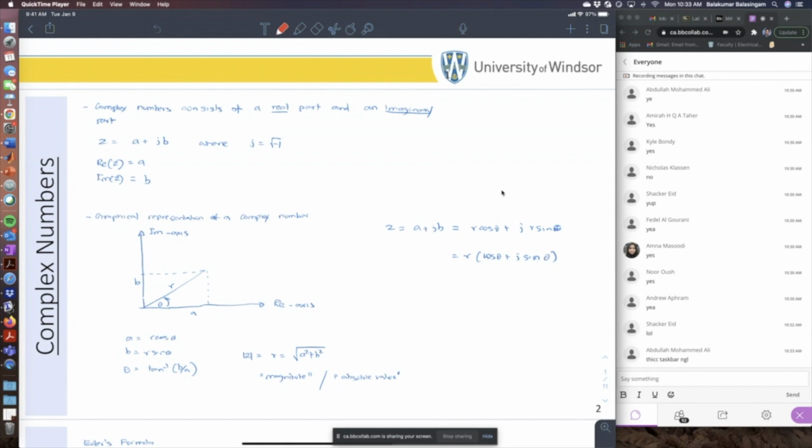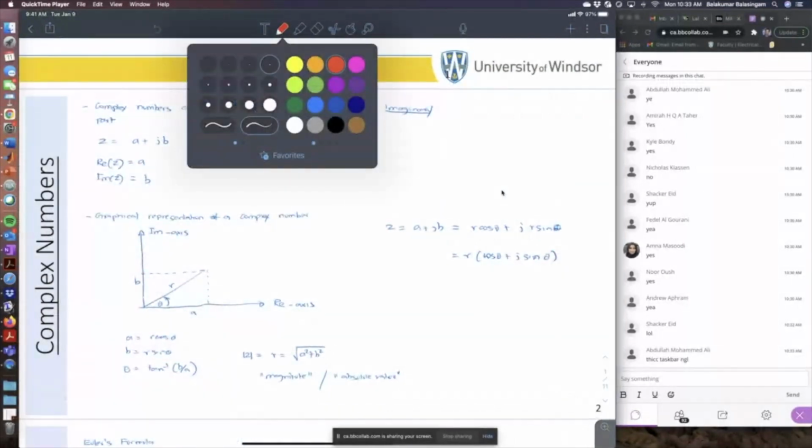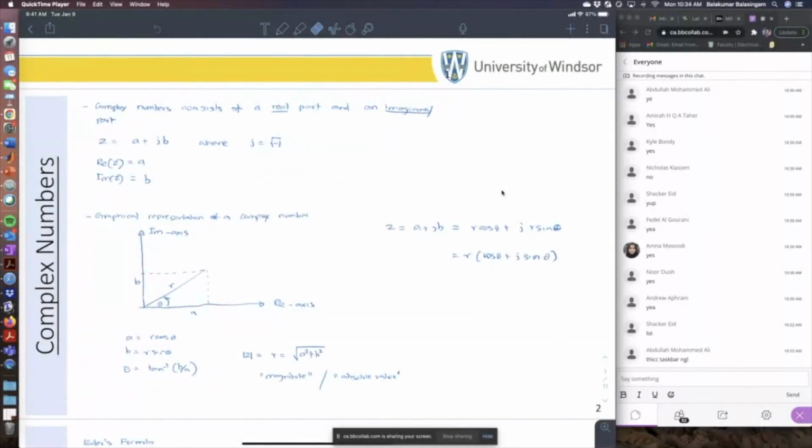So what is a complex number? I'm sure you know what a complex number is. Usually we denote a complex number using a real axis and an imaginary axis, since it's always easy to visualize like this. If a complex number has a real part and an imaginary part, we write a plus jb. That is the general form of a complex number.